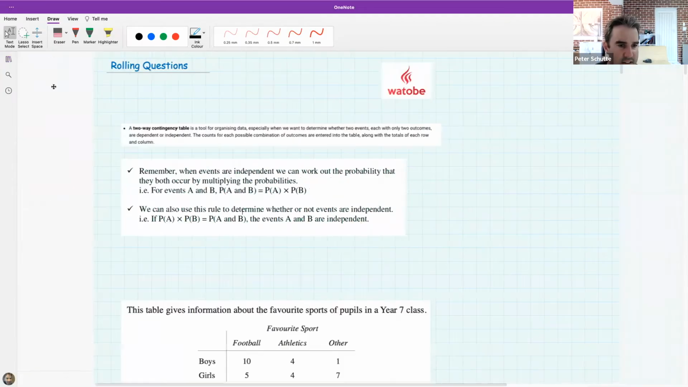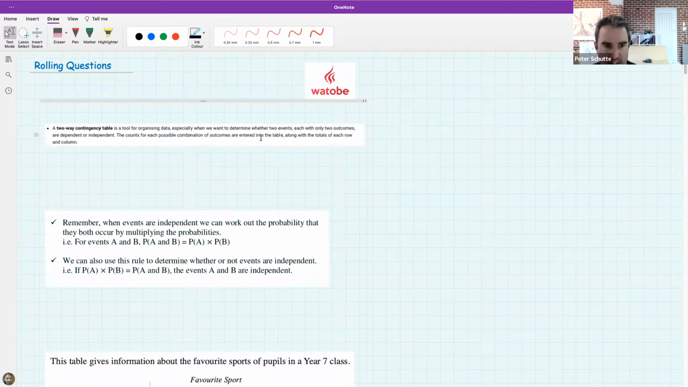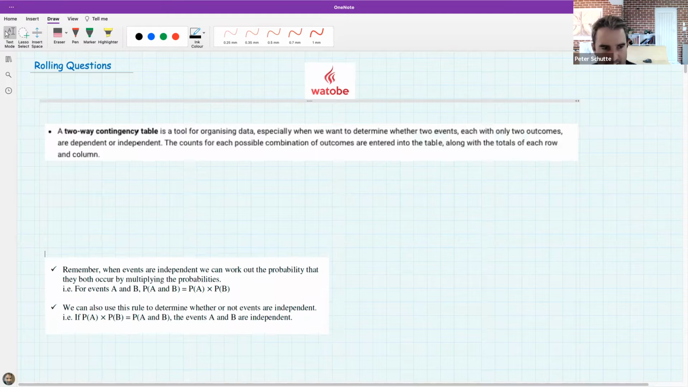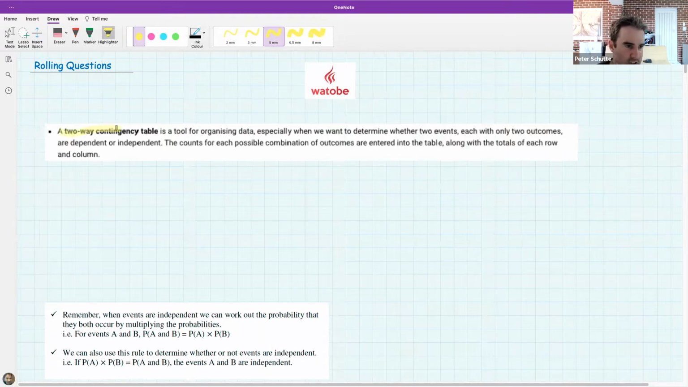Okay, so what is today going to be about? Up to now, we've been studying probability, and a lot of what we've been studying is ways to understand how many different types of groups there are, or how information is laid out. And today we're going to be talking about the contingency table, or the two-way contingency table.